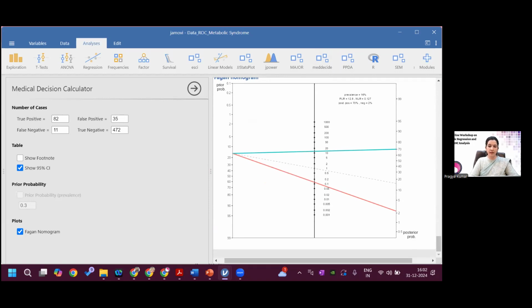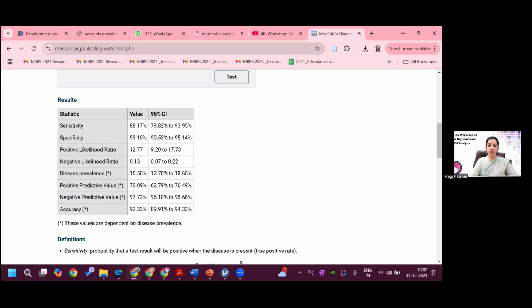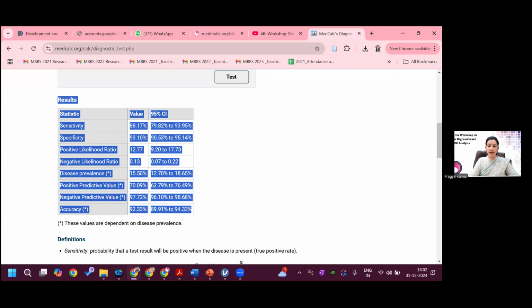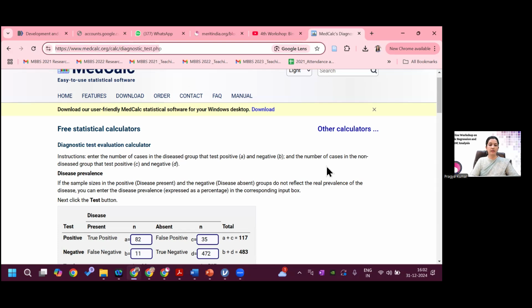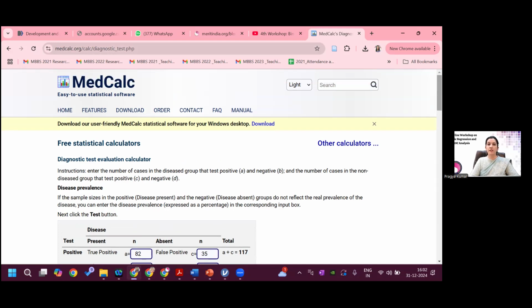And for the 95% CI, go to Google, type MedCalc diagnostic calculator. Don't forget to write this MedCalc diagnostic calculator. This one. And then type again true positive, true negative, false negative, and false positive, and it will give you the 95% CI. So the data set is there with you.